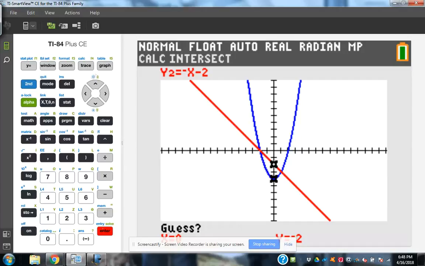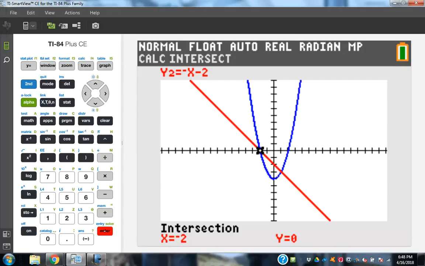And then it asks us to guess. So what we want to do is move it closest to the one we want it to find first. I'm going to go to the left one first. I'm going to press the left arrow key till it gets close to where I think they're crossing. Negative 1.95 and negative 0.048. That's close to what I think it should be. I hit enter, and there it finds that intersection closest to my guess.